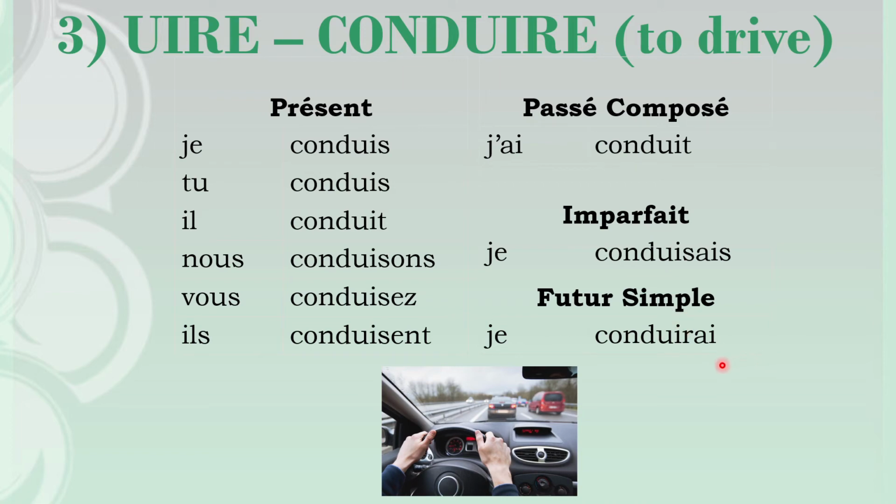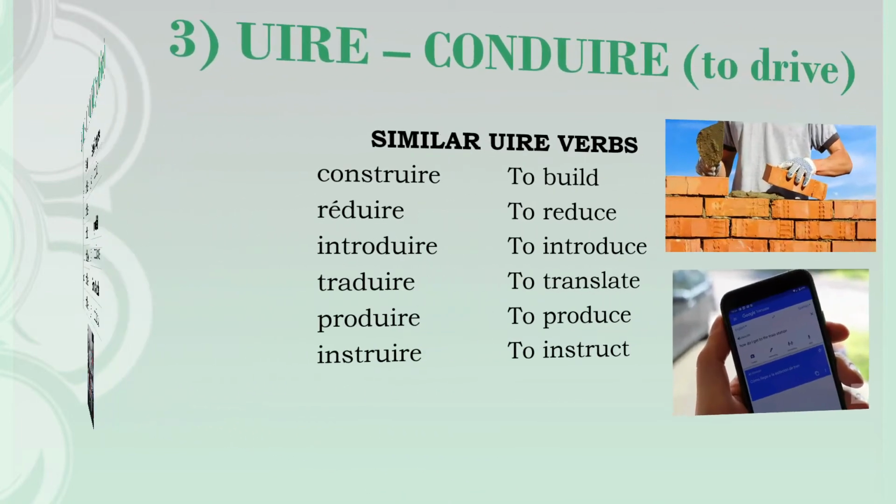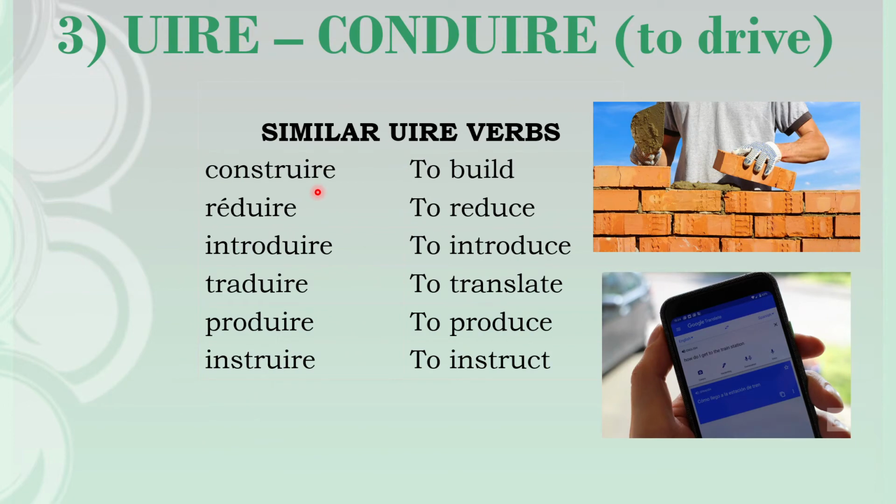Now, if you conjugate UIRE properly, you can get multiple verbs which are irregular and end with UIRE. You don't have to learn them separately. Construire, which is to build, réduire, to reduce, introduire, to introduce, traduire, to translate, produire, to produce, instruire, to instruct. There are many more which end with UIRE and they follow the same rules as conduire. So you learn conduire and you're good to go with all these kinds of UIRE verbs.